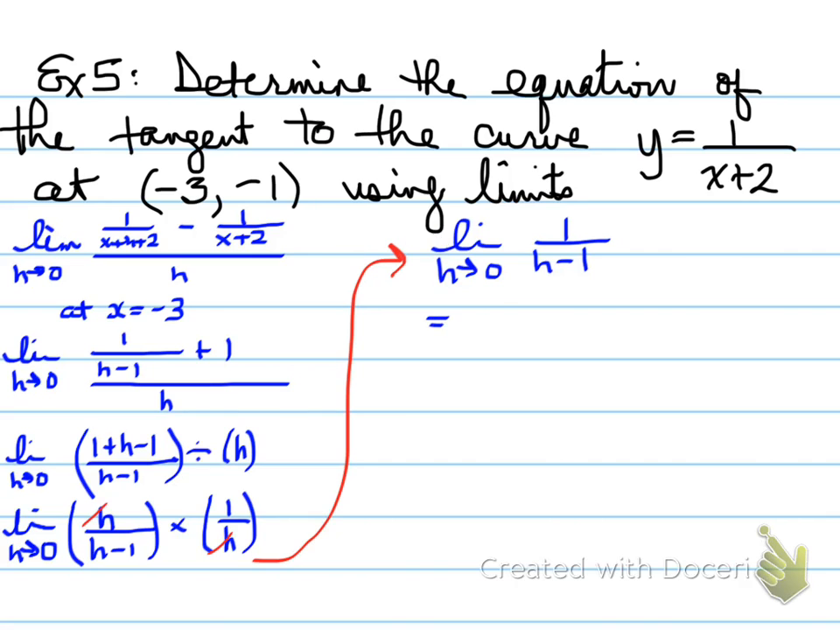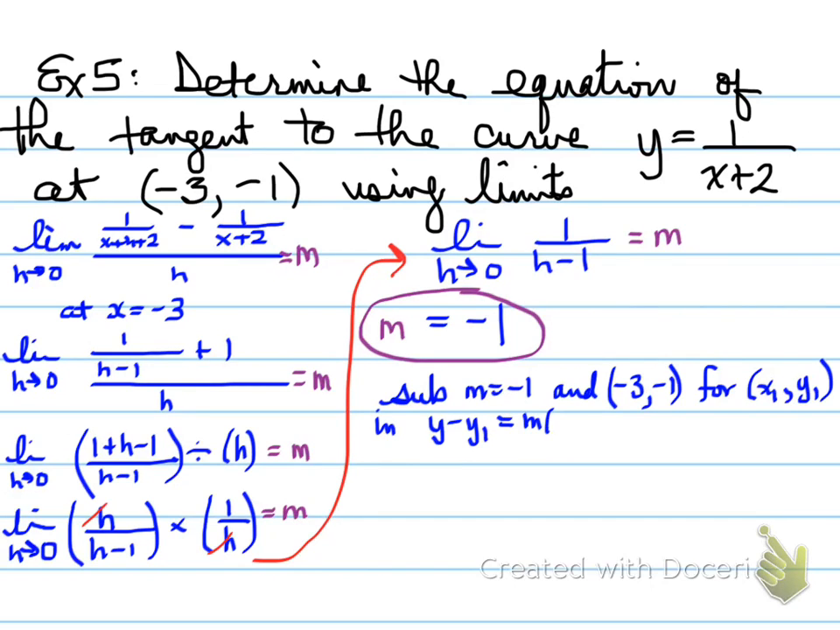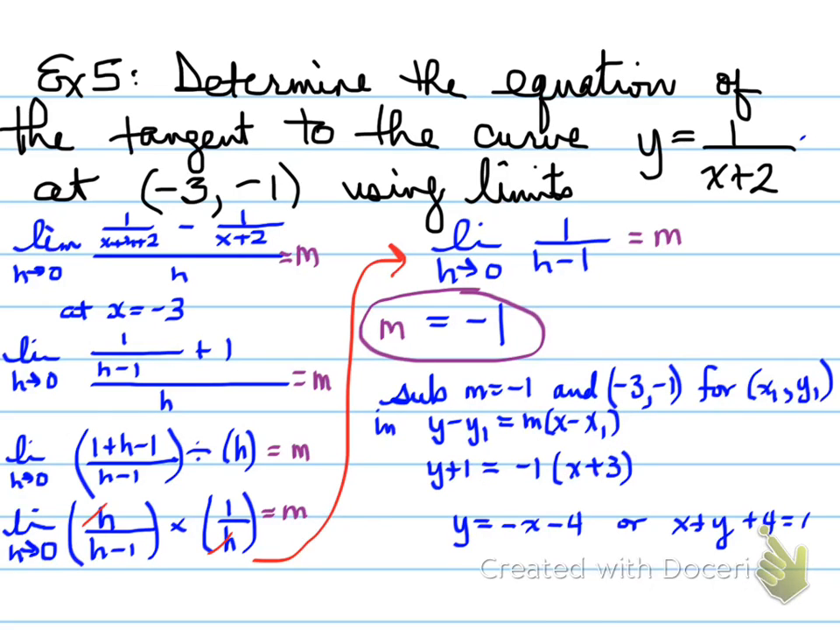So this is going to give us the slope at x equals -3. Okay? So this is the slope of the line at that particular point, the slope of the tangent line. We're going to sub the slope and the point into the equation y minus y1 equals m times x minus x1. And it turns out that you end up having y equals -x minus 3 minus 1, which is minus 4. So y equals -x minus 4. Or, in standard form, you would end up having x plus y plus 4 equals 0.